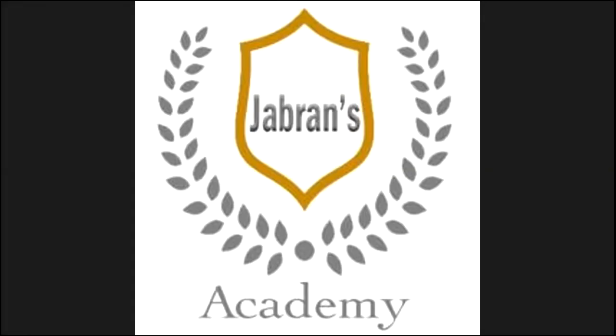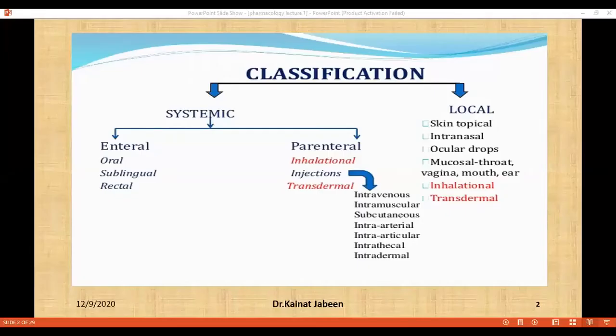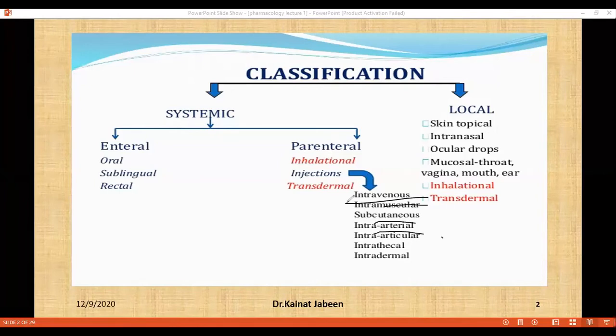Okay, we are talking about the different routes. Systemic routes include oral, sublingual, and rectal. The second one is parenteral. That is where you add the drugs directly into your blood or your muscles. Intravenous, intramuscular, subcutaneous, intraarterial, intraarticular, intrathecal, and intradermal are some of the routes of injection. We have to discuss all of them one by one.